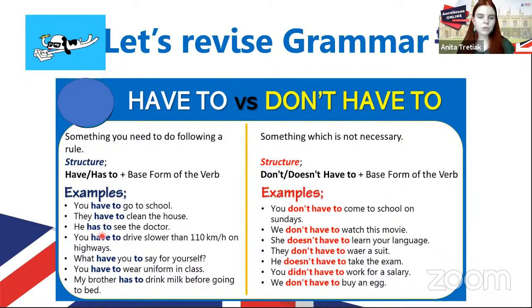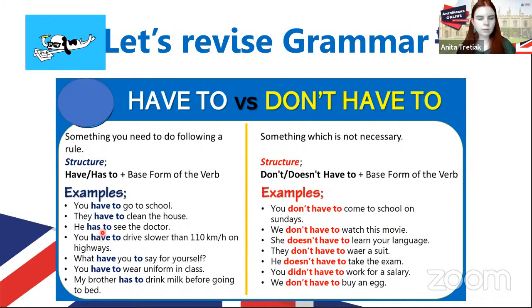Then you have to drive slower than 110 kilometers per hour on highways. Again, the same thing. And as you can see everywhere, that's a rule. You follow this rule. Like he has to see the doctor, maybe because he has some problems with his health. That's why he has to. Or you have to drive slower than 110 kilometers per hour on highways, because if you go over the limit, then it's really dangerous.